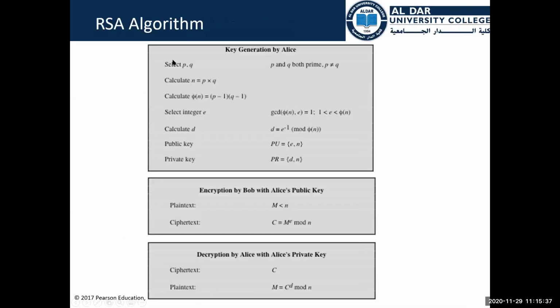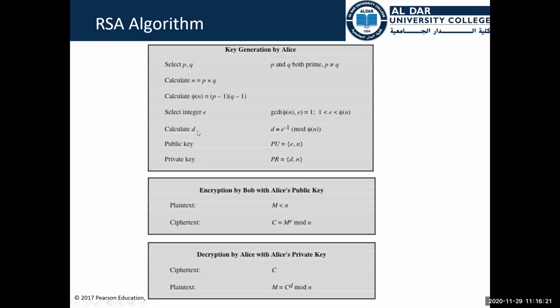Now we go to the calculations of RSA. We select two prime numbers, calculate n by multiplying the two prime numbers, and then calculate phi(n). phi(n) is simply the product of each prime number minus 1. Here the integer e is the public key, and this e should have a greatest common divisor of 1 with phi(n). We call it co-prime with phi(n).